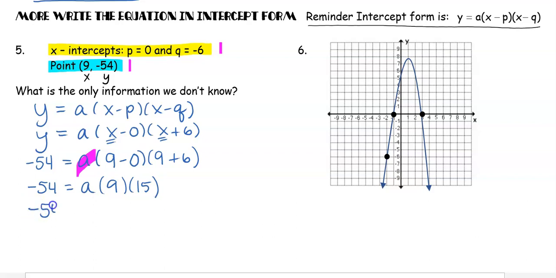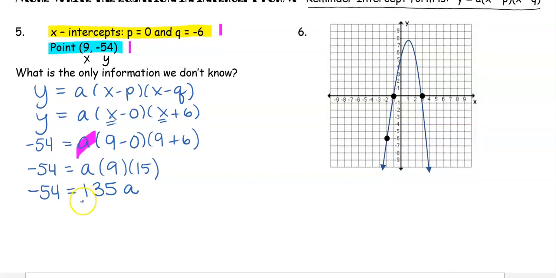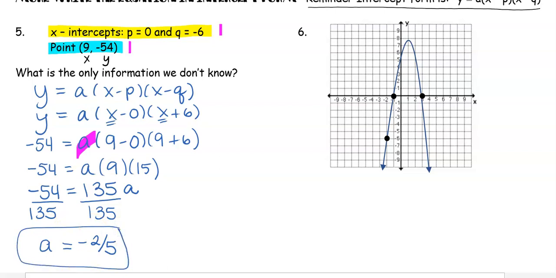So this becomes 135a. We normally put the coefficient in front of the variable, and then we divide by 135 so that we can get the a by itself. So I have -54 divided by 135. When you divide and use math frac in your calculator, you get that a is -2/5. Remember, that was the piece of information we were missing.